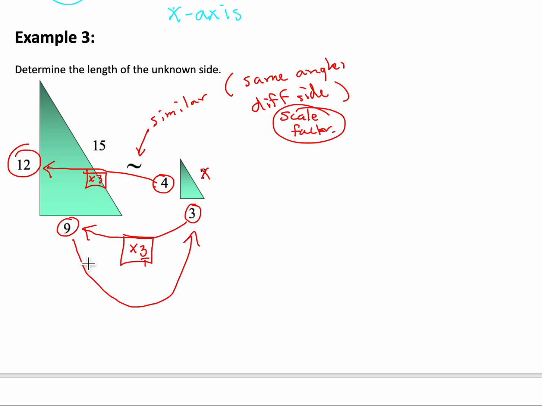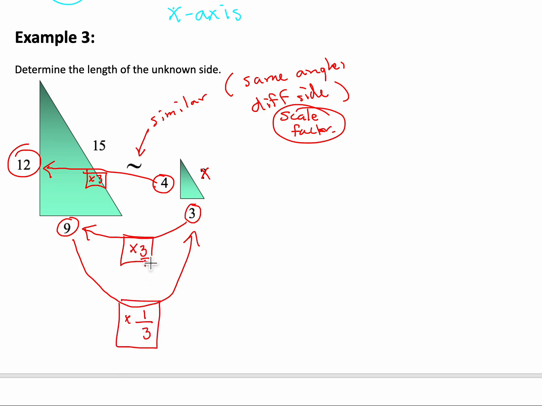I know which direction it's going. Well, if you just put a line, you don't know which way you're going. So if you're going one direction, it's times 3. And if you go the other direction, the scale factor is that reciprocal.